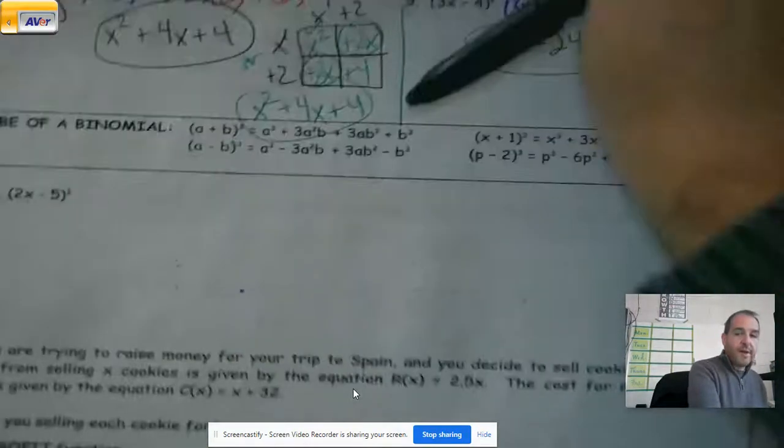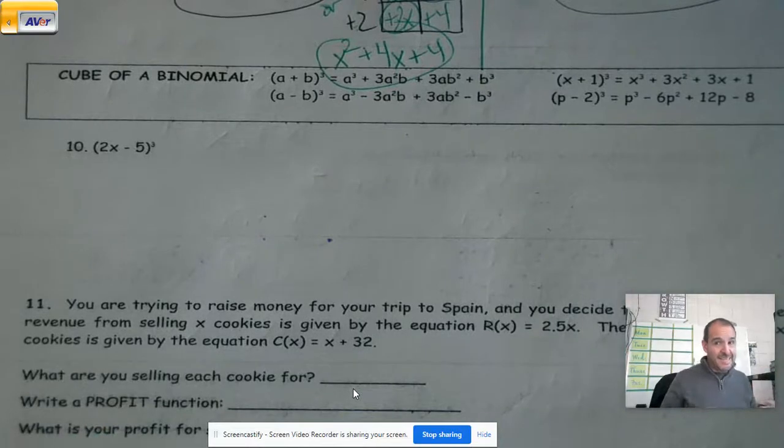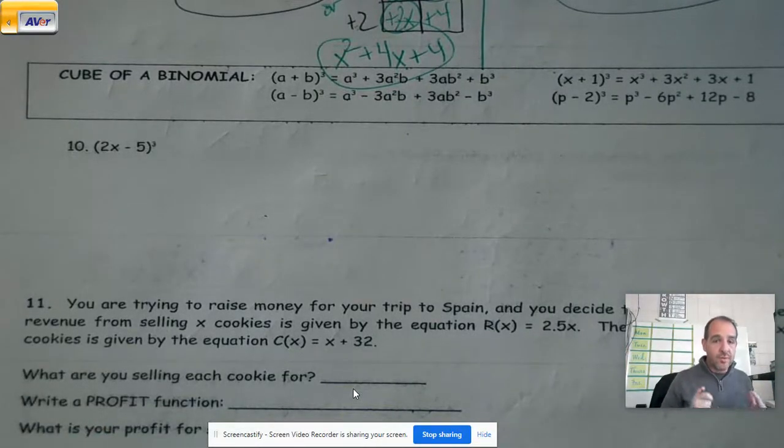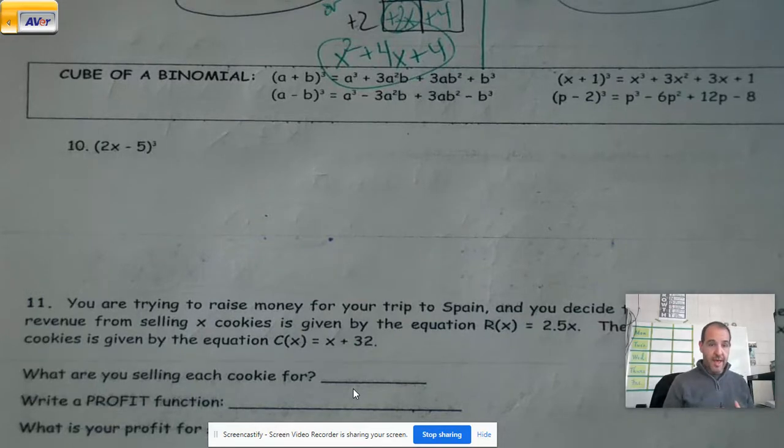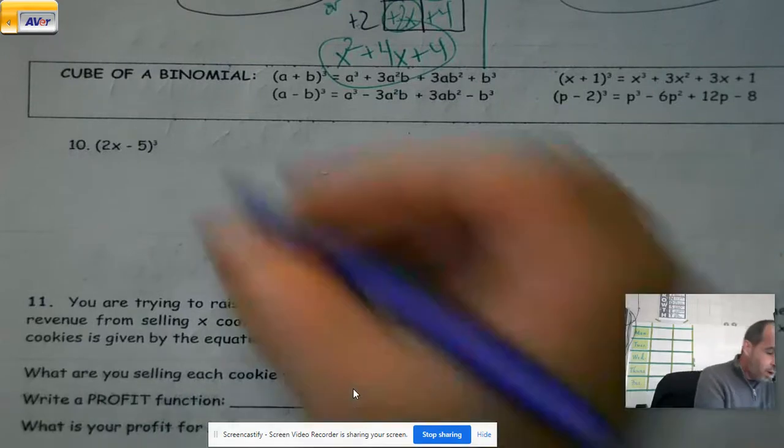Now, oh boy, cube of a binomial. Now, this is a little different of a story. This one's a little trickier. I'm going to walk you through the pattern, and then I'm going to show you how you would do it if you choose not to use the pattern. We're still going to go like we did before.